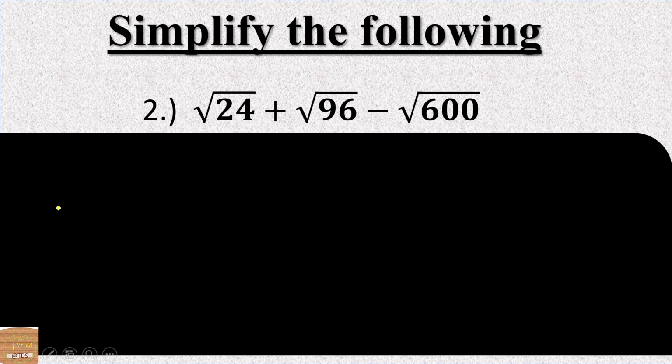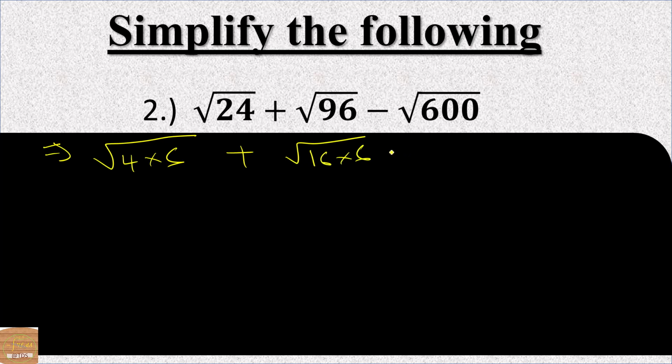All right, so let's go. So we have 4 times 6, plus 16 times 6, minus 100 times 6.